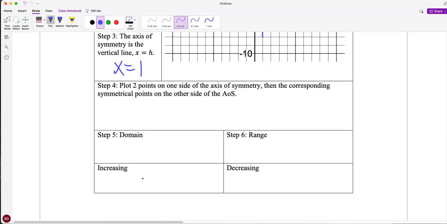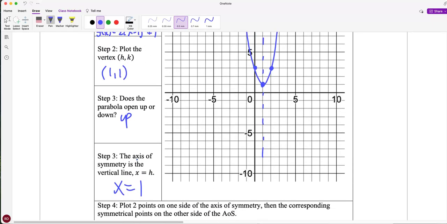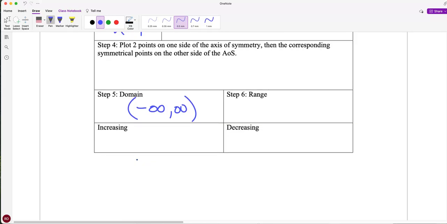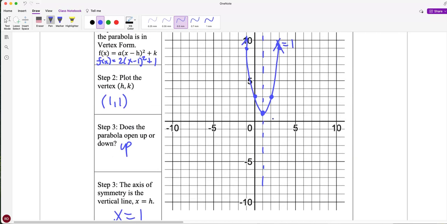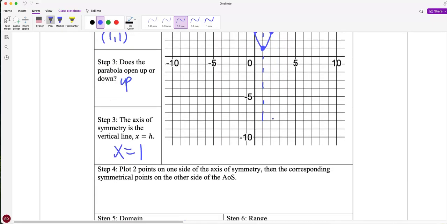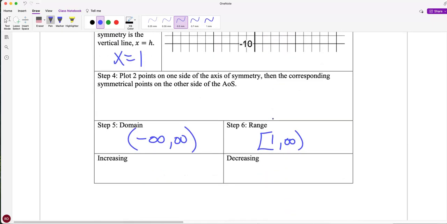The domain of every one of these is negative infinity to infinity. The range is just looking at your y values. The lowest y value is 1. So the y values go from 1 to infinity. Increasing, decreasing. If I start from left to right, this decreases from negative infinity until it gets to 1. So negative infinity to 1 is the decrease, which means the increase is going to be 1 to infinity.